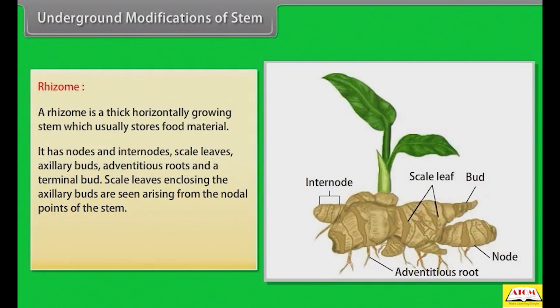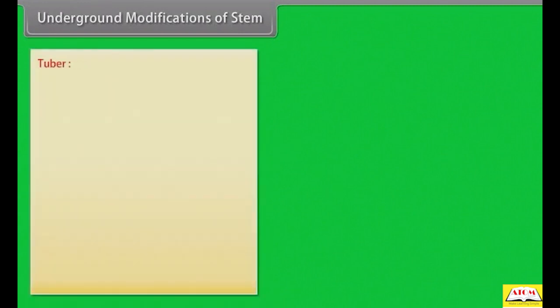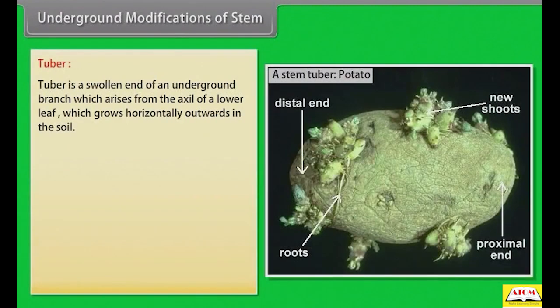Scale leaves enclosing the axillary buds are seen arising from the nodal points of the stem. Roots develop from the lower surface of the rhizome. Example: ginger, turmeric. Tuber. Tuber is a swollen end of an underground branch which arises from the axil of a lower leaf, which grows horizontally outwards in the soil.